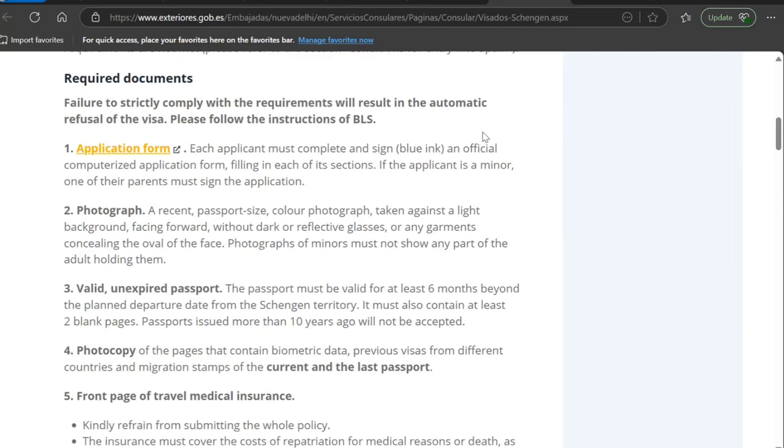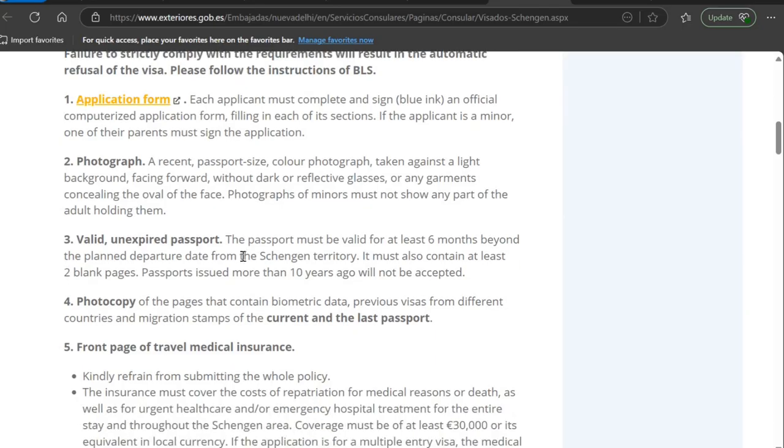Now, requirements. Application form: each applicant must complete and sign in blue ink. So you can fill it and then sign. Photograph: a recent passport-size color photograph taken against a light background. Valid unexpired passport. It has to be valid 6 months beyond the planned departure date from Schengen territory. Photocopy of the pages that contain biometric data, previous visas from different countries, and migration stamps.